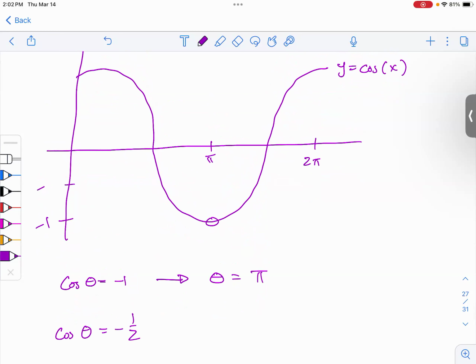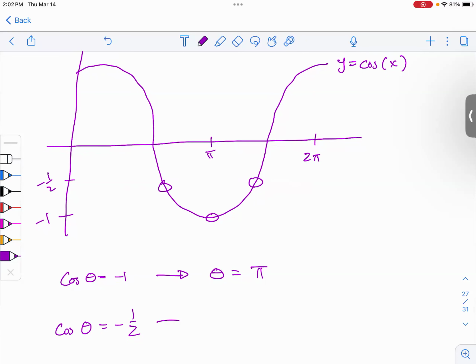And I think we did this one actually too, right? So you see they keep coming back around. -1/2 hits twice. Yeah, actually, I know we did, because pi/3 would be the +1/2 version, and then 2 pi/3 and 4 pi/3.